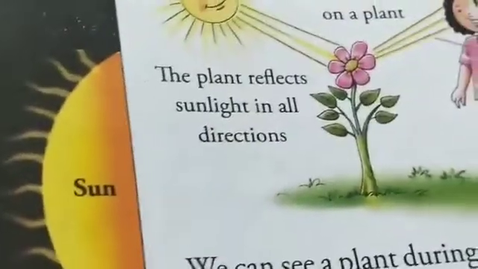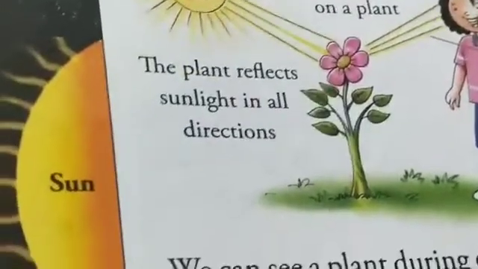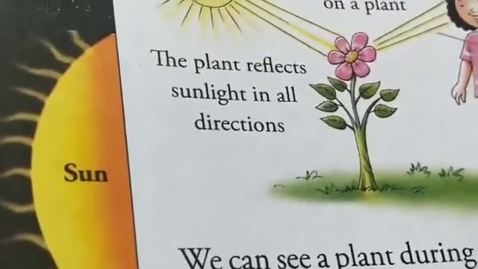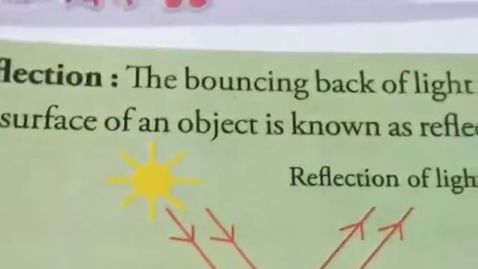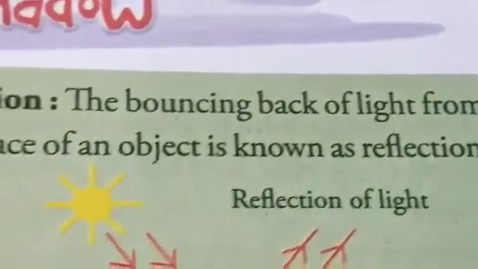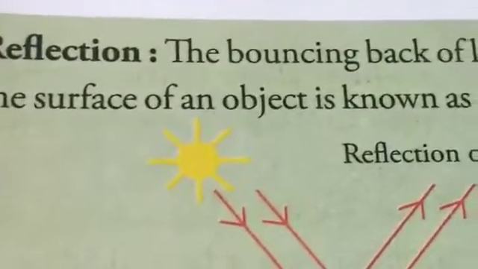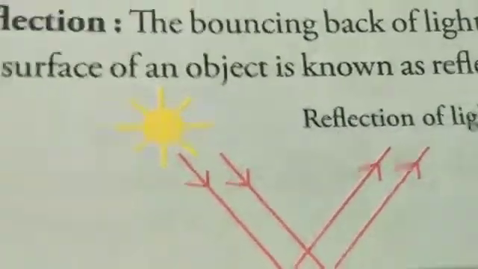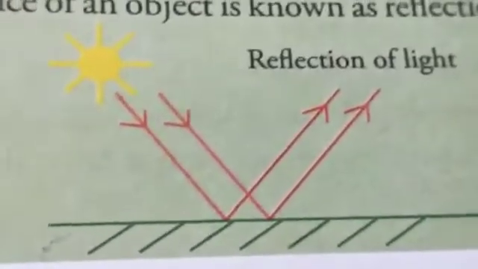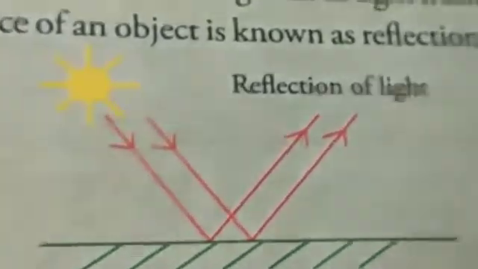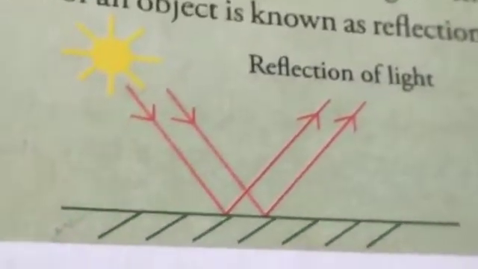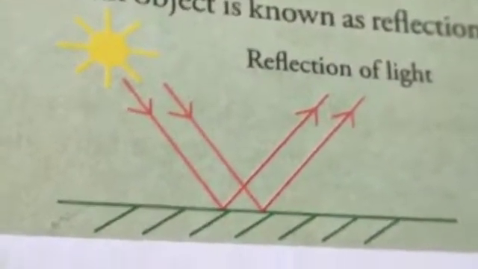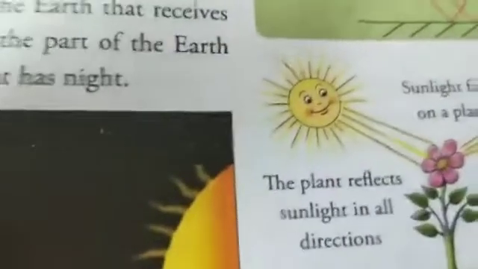So when the light is reflected back, then we can see the object. Now what is reflection? Reflection is the bouncing back of light from the surface of an object, and this is called reflection. Now you see from this one. When we put a mirror into light, then what will happen? Let's see.